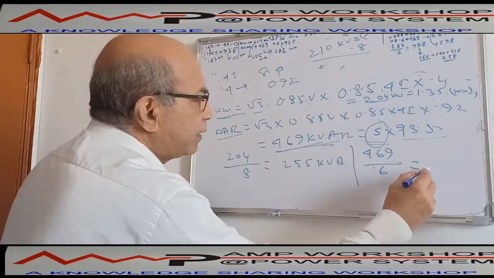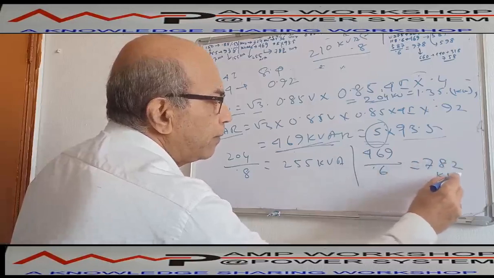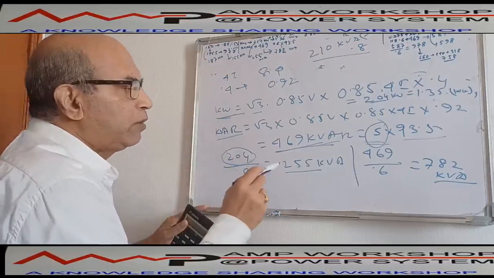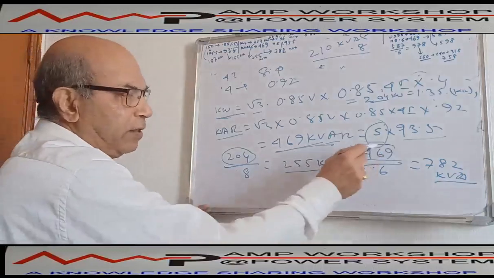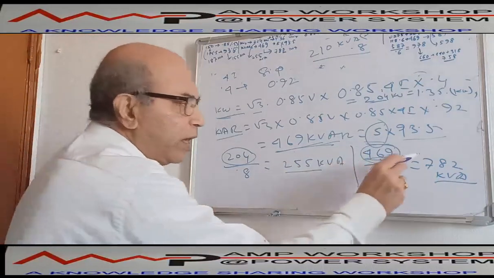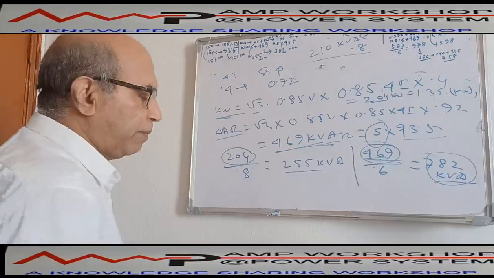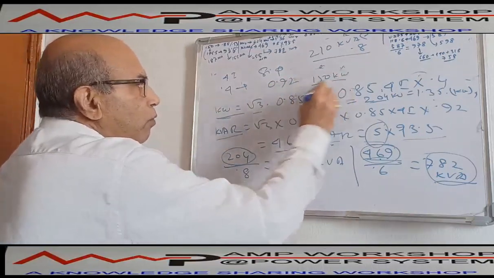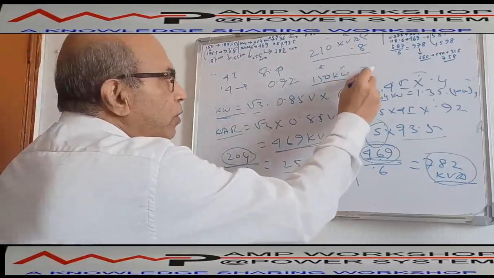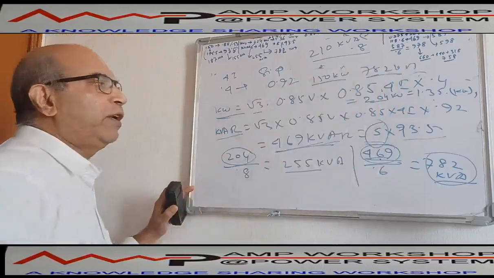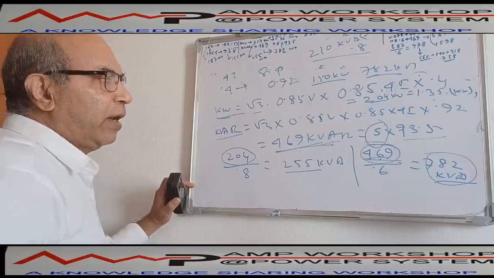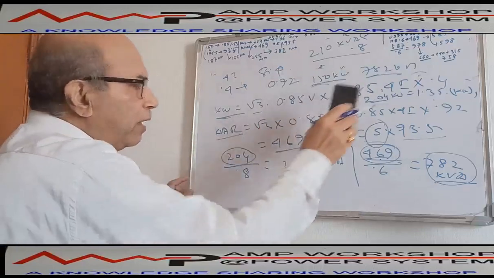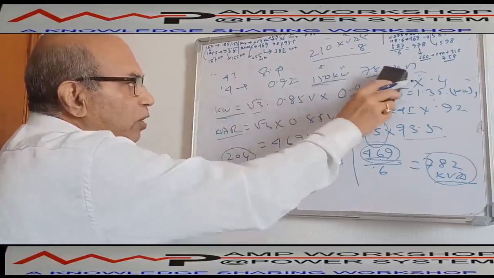This will give you approximately 782 kVA. So if we take this 255 kVA generator, it will cater 204 kilowatt, but it will not cater 469 kVAR. To cater this 469 kVAR, we need a 782 kVA generator. From this calculation, to start a 150 kilowatt motor, we need a 782 kVA generator, which is approximately 5 times of the motor kilowatt rating. But to run the motor, we need only a 200 kVA generator. Now 782 kVA is quite a huge size, because most of the time the power will be idle.